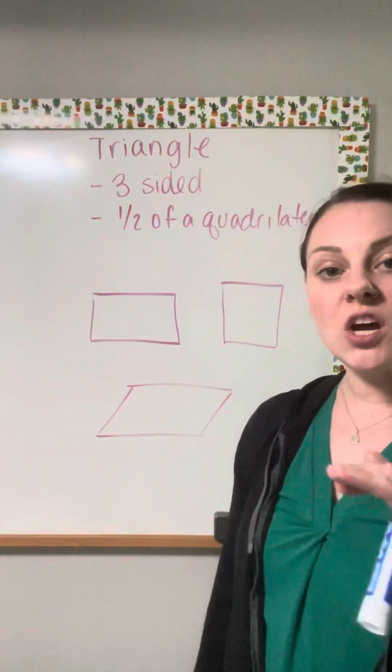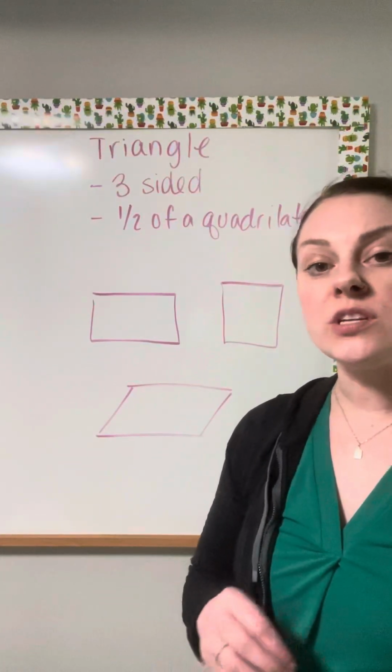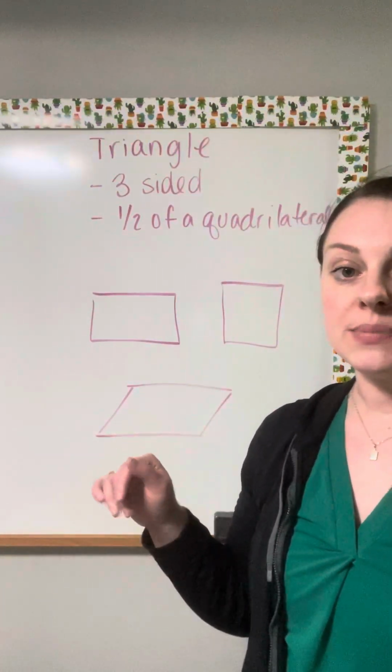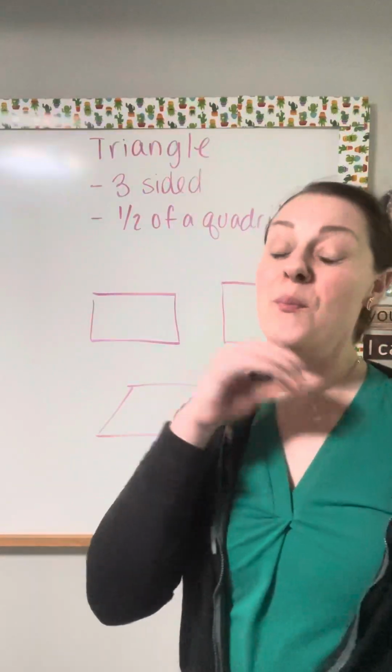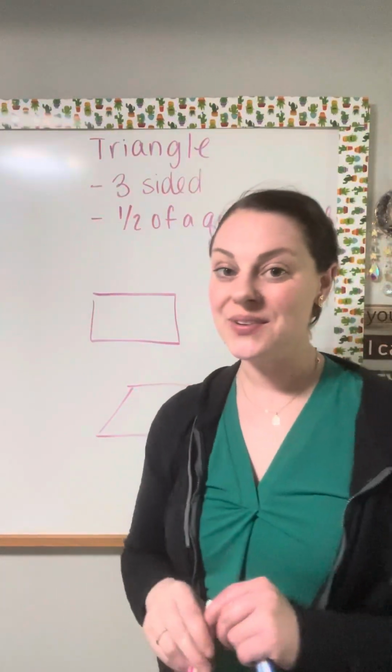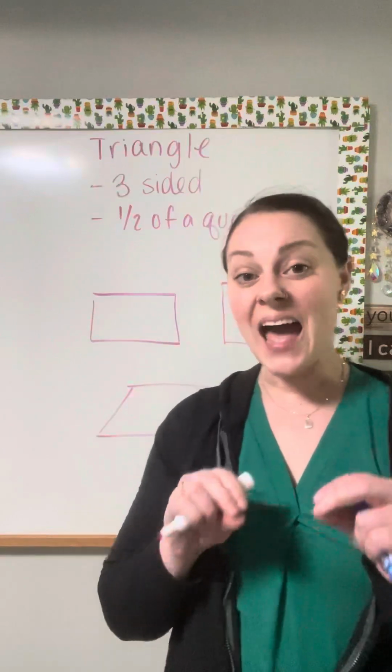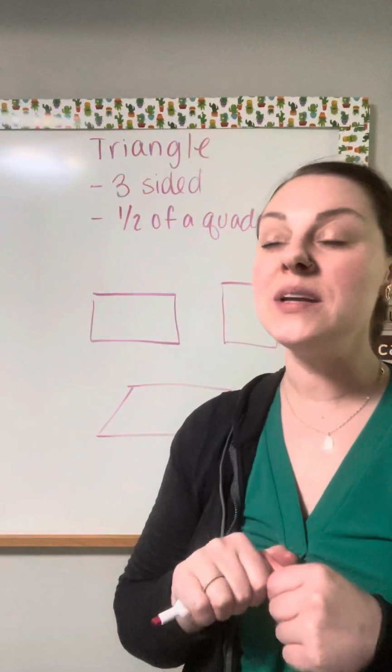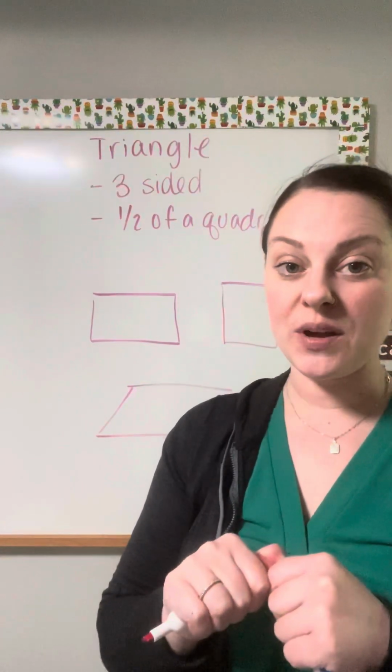So just to talk about what I know about triangles, I know that triangles are three-sided shapes, but the most important thing to know about a triangle is that it is half of a quadrilateral. And this will make so much more sense to you when we talk about the formula.